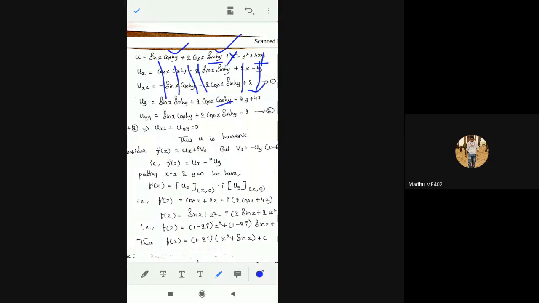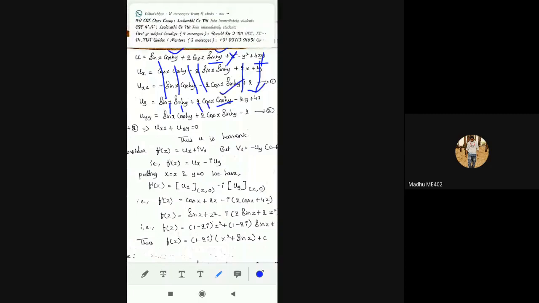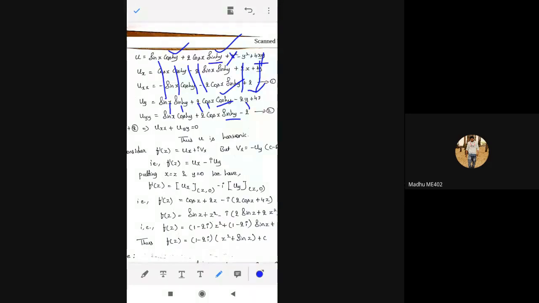Next, differentiating once again, sin x stays as it is. Again the derivative of sinh y is cosh y, then 2 cos x stays as it is. The derivative of cosh y is sinh y, then the derivative of minus 2y is minus 2 into 1, plus the derivative of 4x is 0, since it is constant and negligible. As we did uxx, similarly we got uyy.